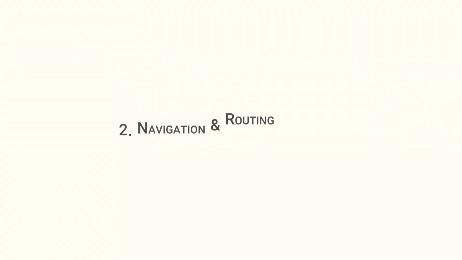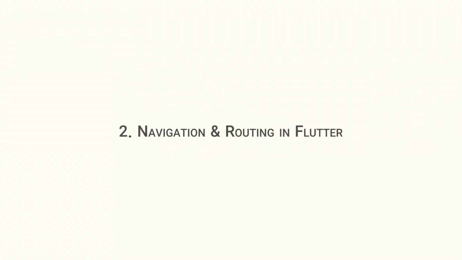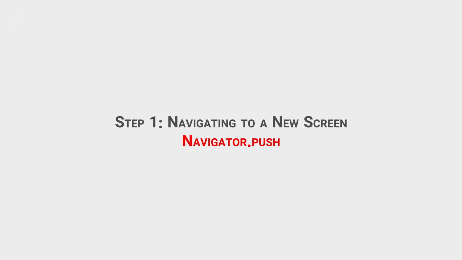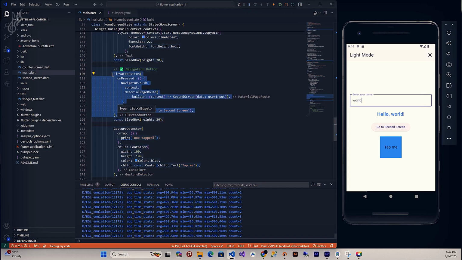Now our app can take user inputs and respond to clicks and gestures. Most apps have multiple screens and we need to navigate between them. Flutter provides a Navigator class to handle screen transitions. To do so, step 1, navigating to a new screen. What happens here? The Navigator pushes a new screen on top of the current one. You can replace it with the screen you want to go to next.